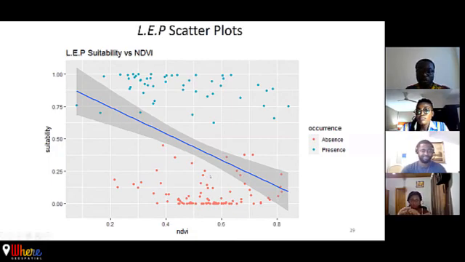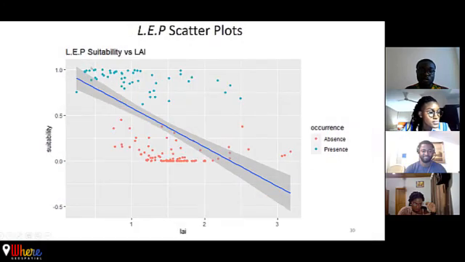At the bottom here, the red dots are absence locations, and the dots you see at the top are presence locations. What that means is where we have more absence of the insects, we see that NDVI was high at that location, compared to where we have more presence locations. We don't find high NDVI at those sites.